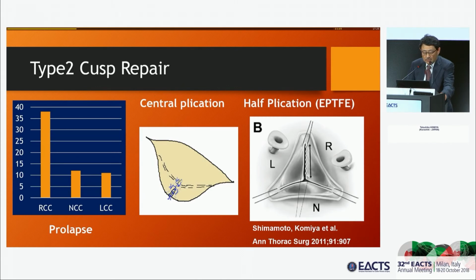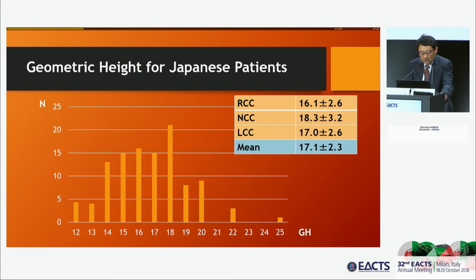Type 2 cusp prolapse was often observed in right coronary cusps, and repair technique was mainly central plication, and occasionally suspension with Gore-Tex suture was taken. This shows the distribution of geometric height for Japanese patients. The mean geometric height was 17.1 millimeters.